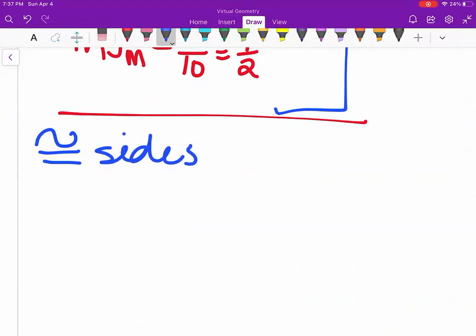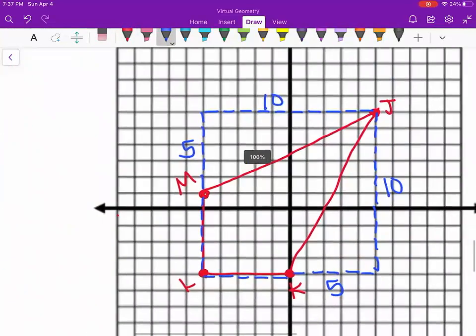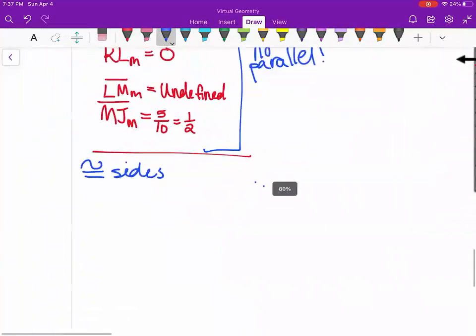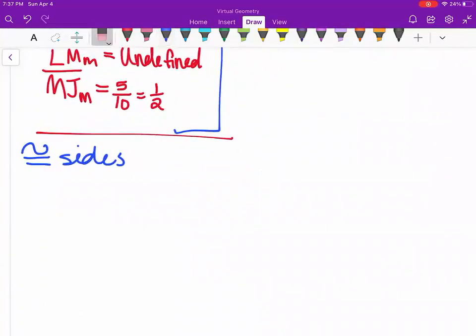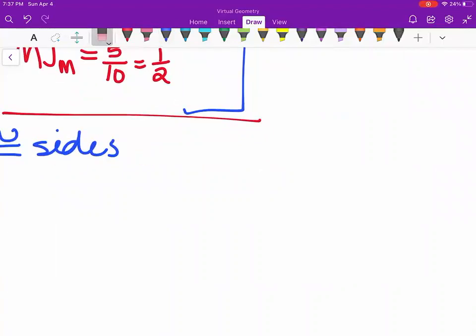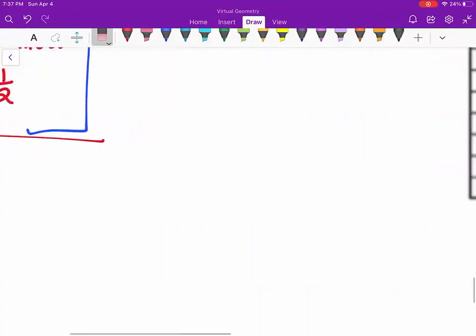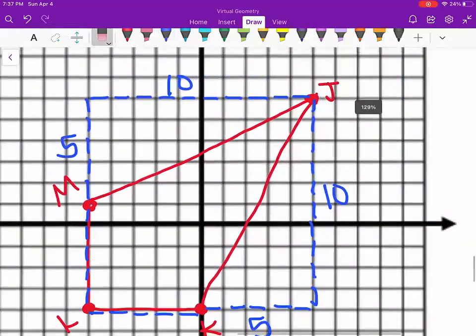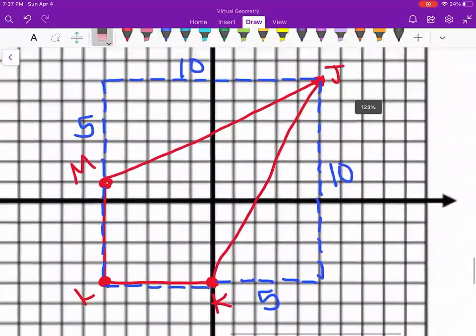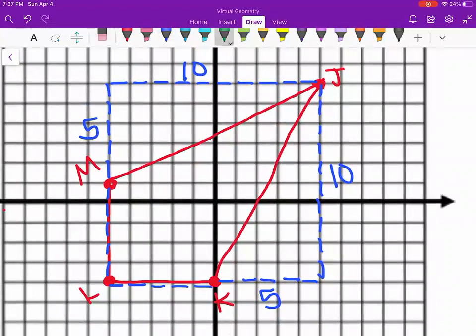All right, so we need JM and JK to be congruent. So we need their lengths. Both of them had 5 and 10. But let's see what we have. JM. Again, it doesn't matter which is which, but let's say the littler one can be A and the bigger one can be B. Same thing for JK. Little one can be A, bigger one can be B.